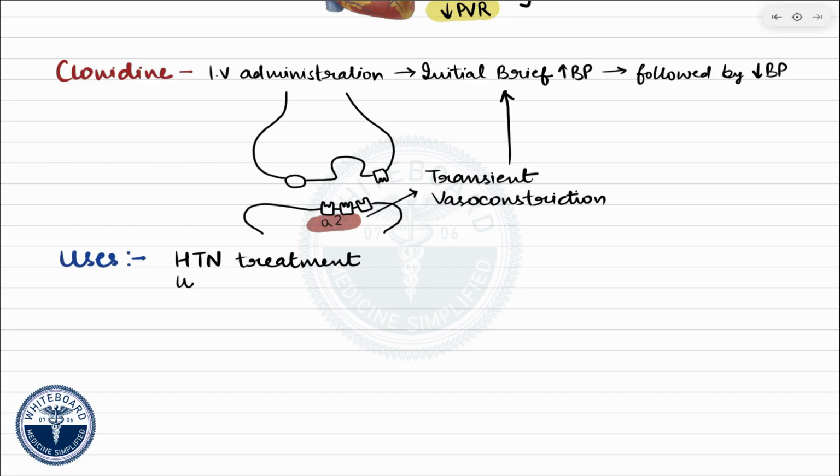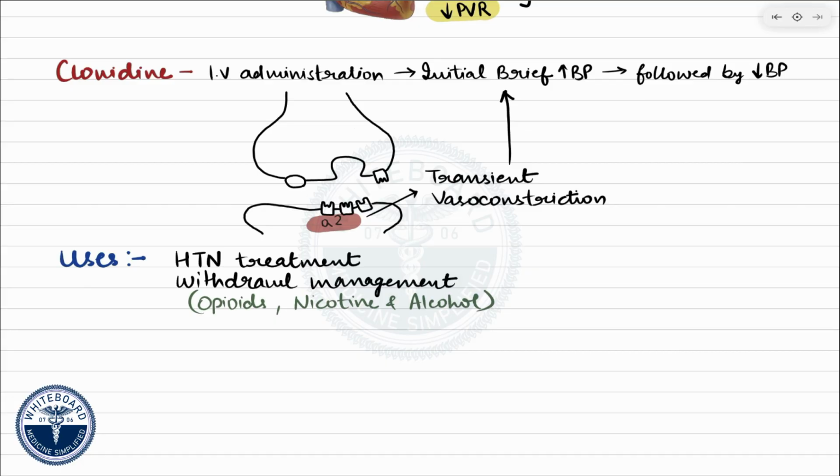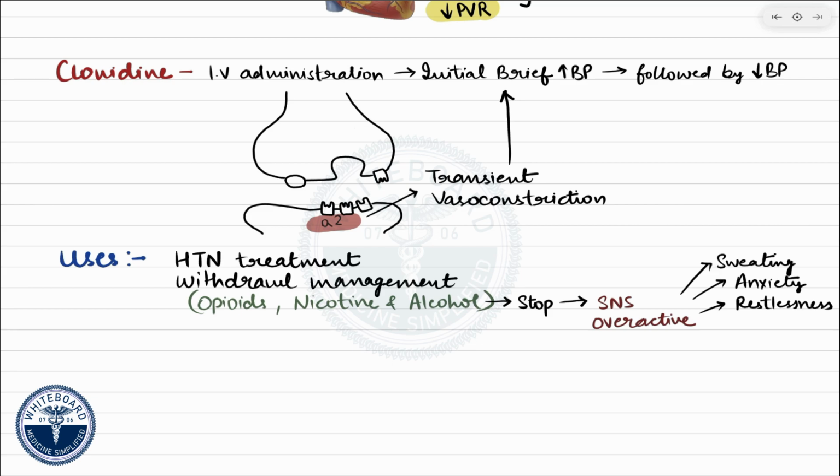For example, clonidine is also useful in managing withdrawal symptoms associated with opioids, nicotine, and alcohol. To understand this, remember what happens during withdrawal. When a person suddenly stops using these substances, the sympathetic nervous system becomes overactive, producing symptoms such as sweating, anxiety, restlessness, palpitations, tachycardia, and elevated blood pressure. Since clonidine suppresses sympathetic outflow from the brain, it reduces these autonomic symptoms, making the withdrawal process more comfortable. However, remember that clonidine does not treat the addiction itself, it only helps control the sympathetic manifestations of withdrawal.